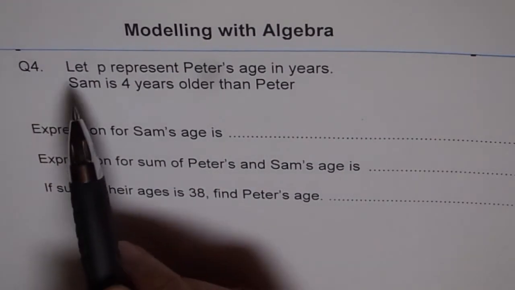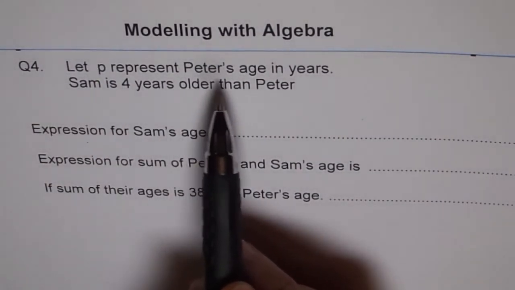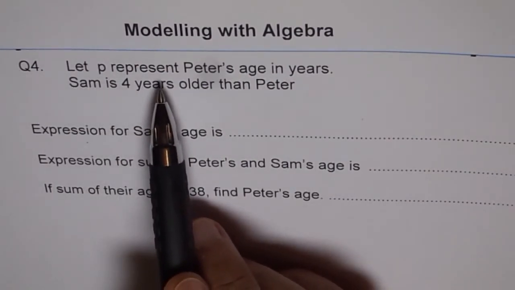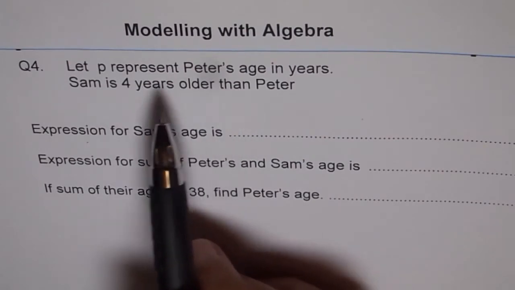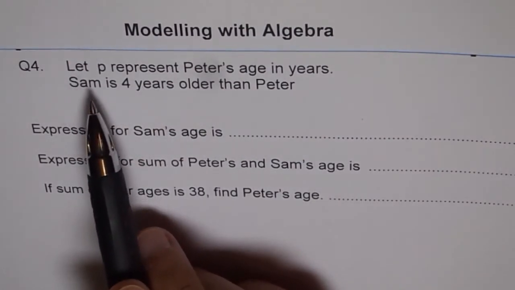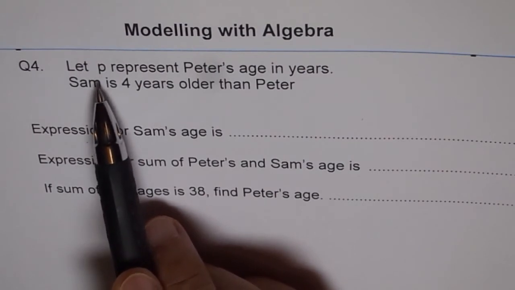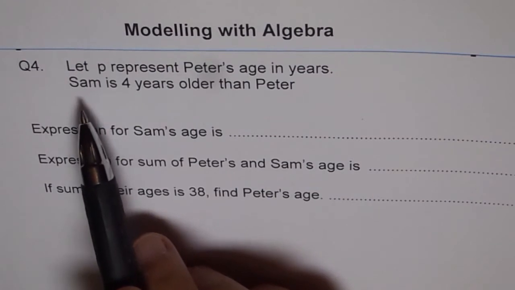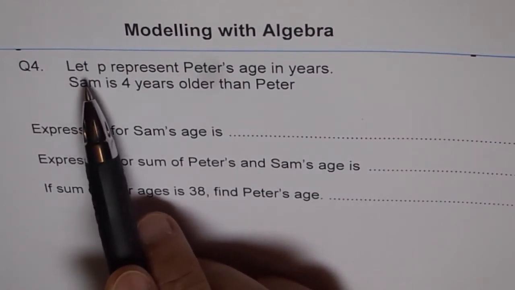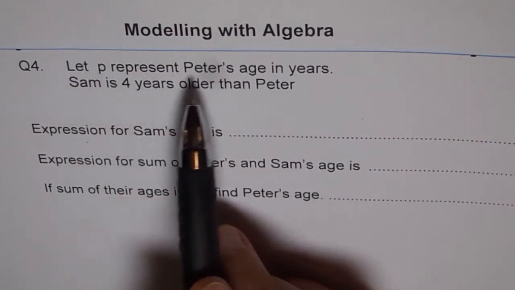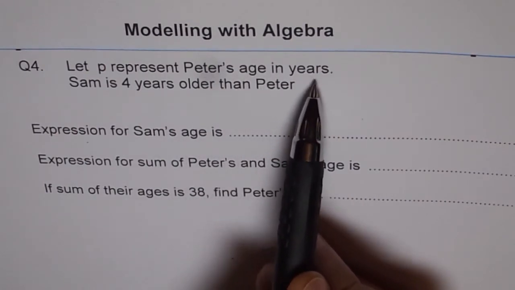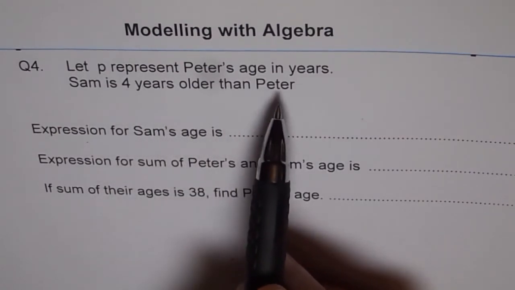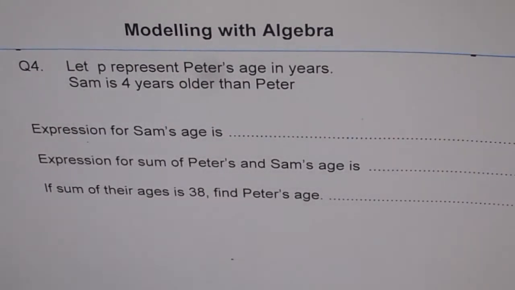Question 4. Let P represent Peter's age in years. In this statement, we are declaring, or defining, the variables. It is good practice to use variables which relate to the names: P for Peter, S for Sam, like that. Therefore, the variable here is P, which represents Peter's age in years. So take care of units, okay? Sam is 4 years older than Peter, that is, 4 years more than Peter.